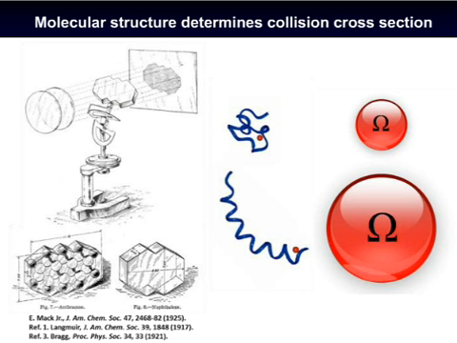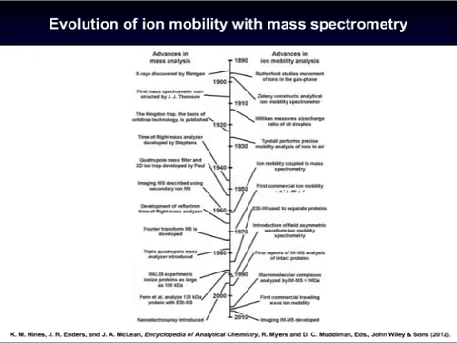Even if you have a molecule that exists in two structural forms, like this peptide that I've shown, a mass spectrometer alone would never distinguish them because they're the exact same composition. But one is a random coil, and the other has a more extended structure, so it has a larger cross-section.